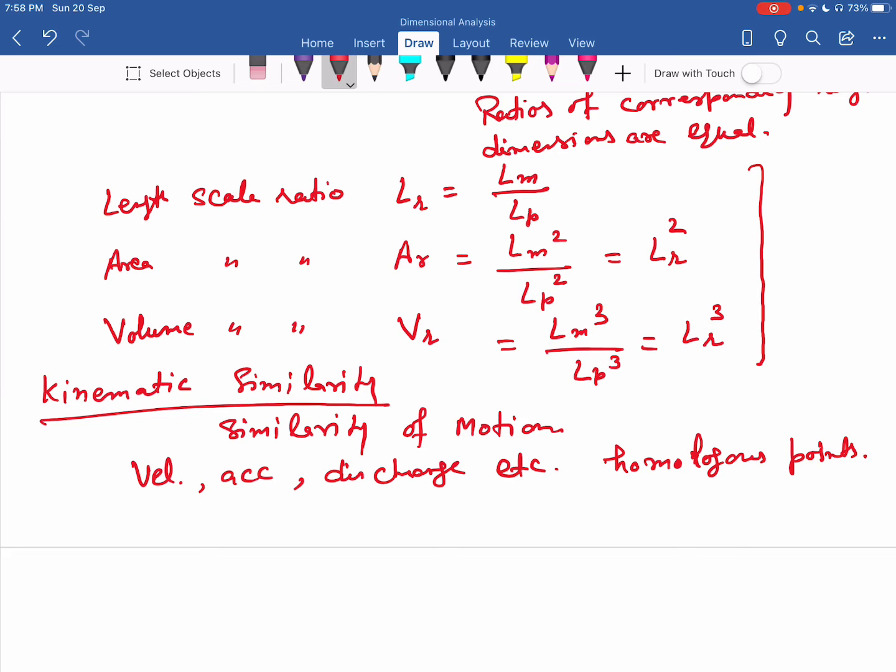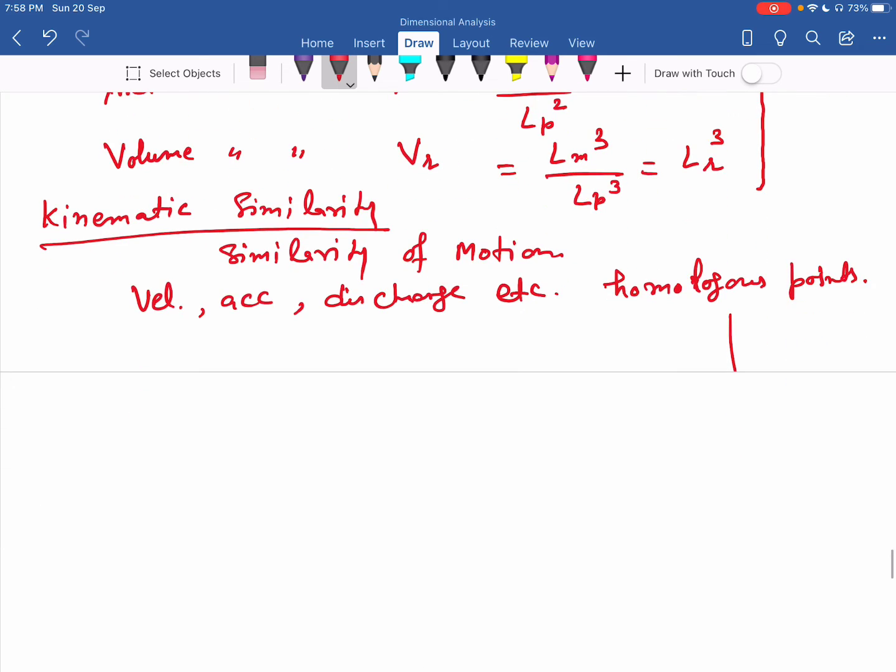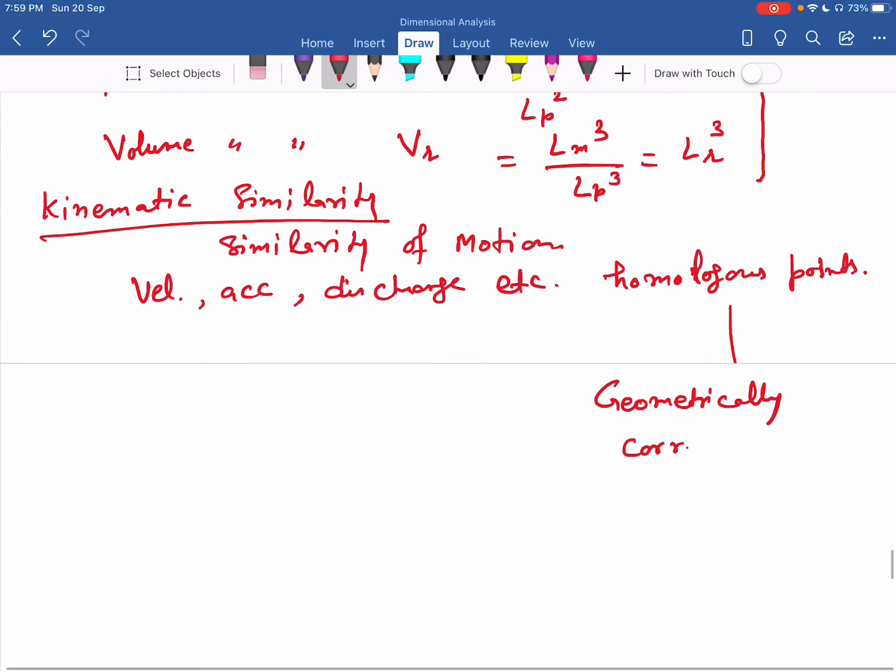Now, the homologous points are the geometrically corresponding points, or you can say these are the similar points. This also implies that the path of a moving particle is the same at the homologous points.